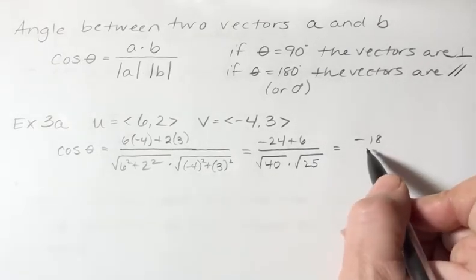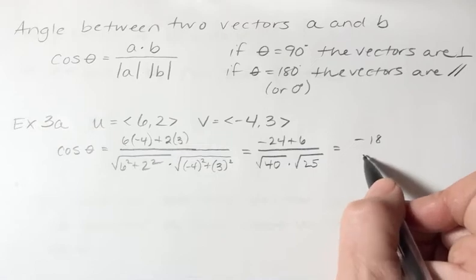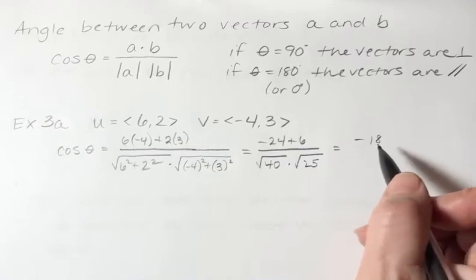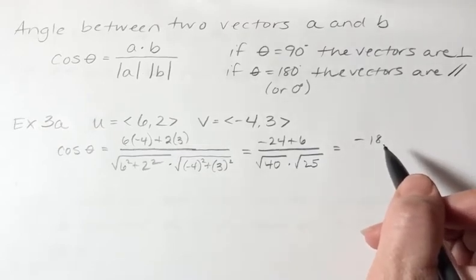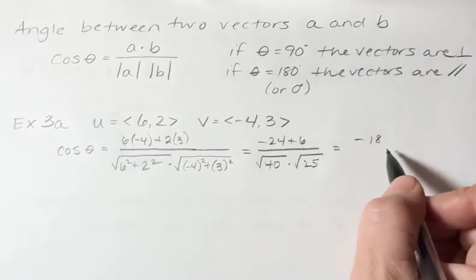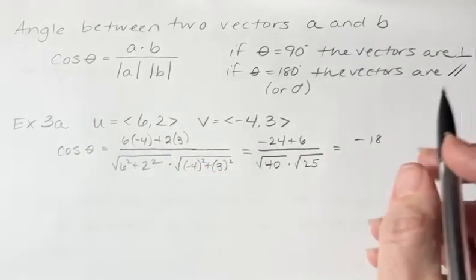Remember, we still have our 30, 60, 90 triangles. We still have our 45, 45, 90 triangles. We have all those trig values that we do have memorized. But in this case, this isn't going to give me a nice angle here, okay?